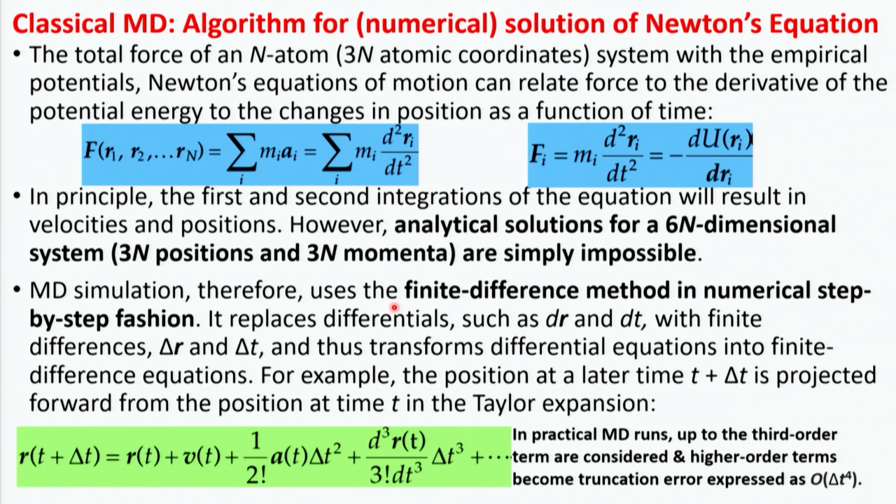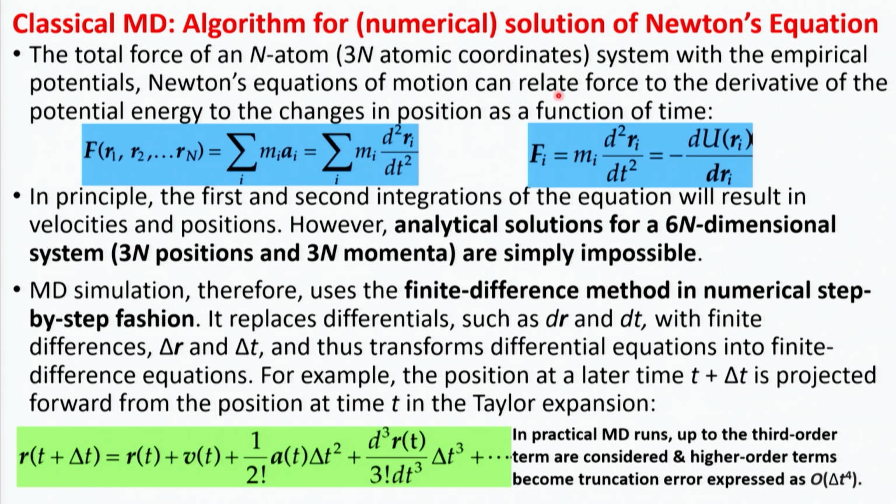So consider the total force of an n-atom system. For each atom we can represent its position with x, y, z, the space coordinates. At the same time we can also represent it with the momentum coordinates in phase space. So it will have 3n atomic coordinates in the system with the empirical potential.